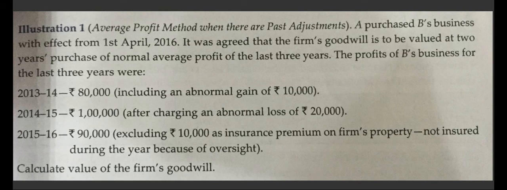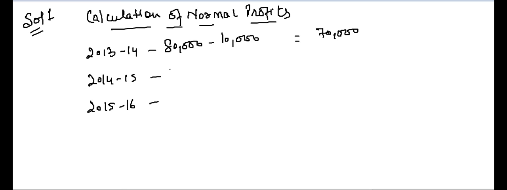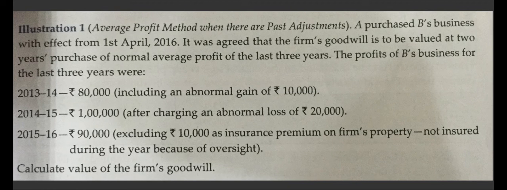Now let's see 14-15. The profits are 1 lakh after charging an abnormal loss of rupees 20,000. This abnormal loss is to be added back. So the normal profits are 1 lakh 20,000. Now for 15-16, read carefully. The profits given are 90,000 excluding 10,000 as insurance premium on the firm's property not insured during the year because of oversight. The 10,000 insurance premium on the firm's property was due this year, but it was not paid because of oversight. Oversight means we forgot it.